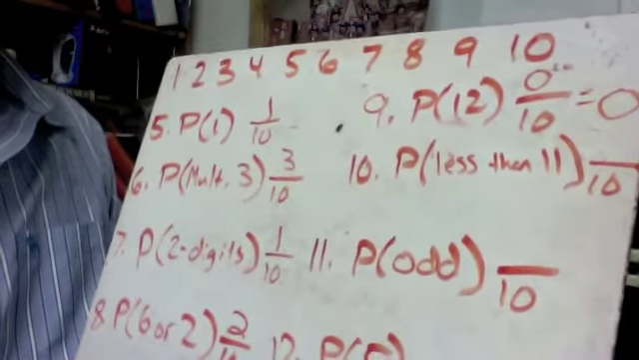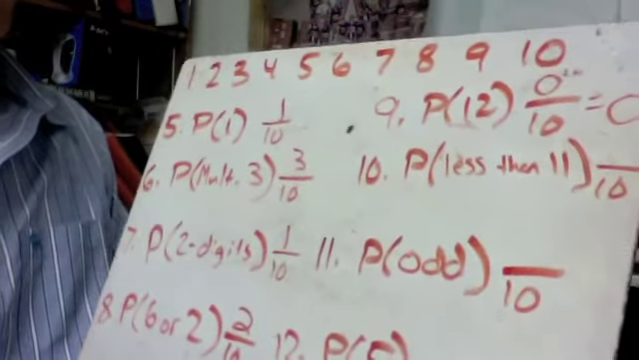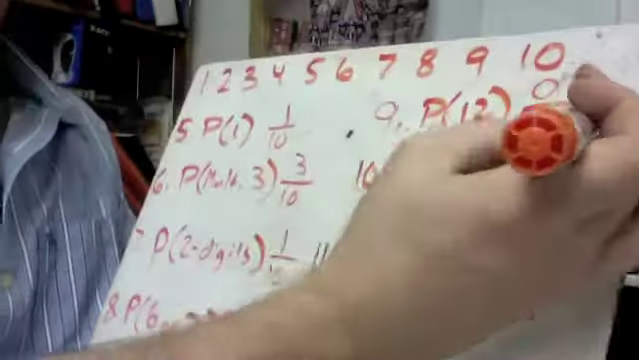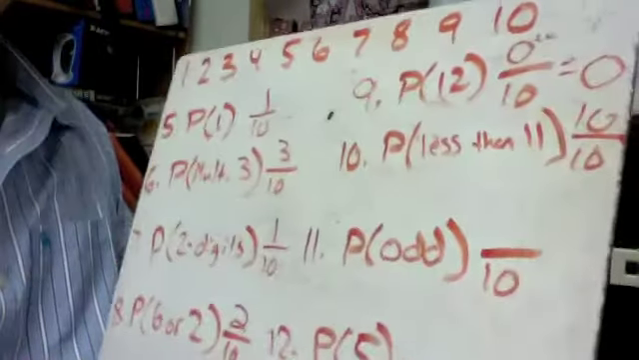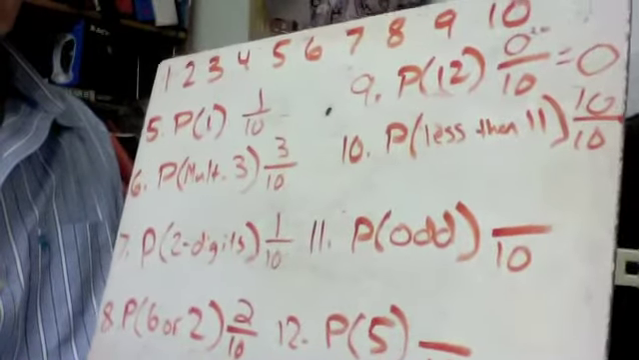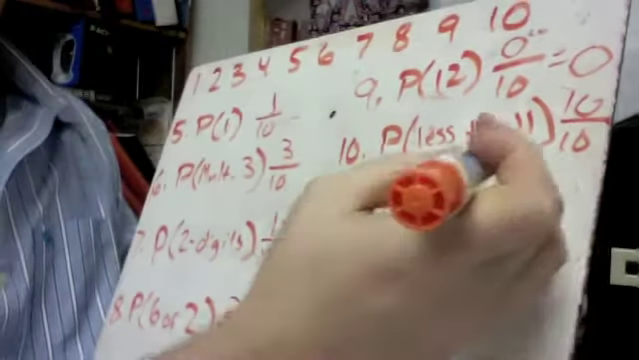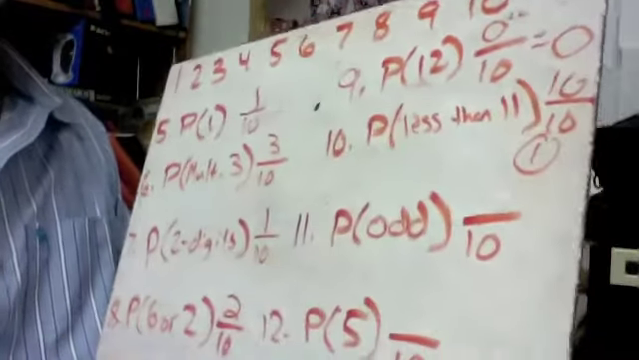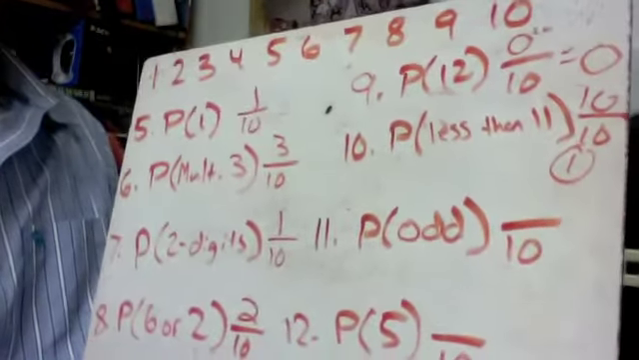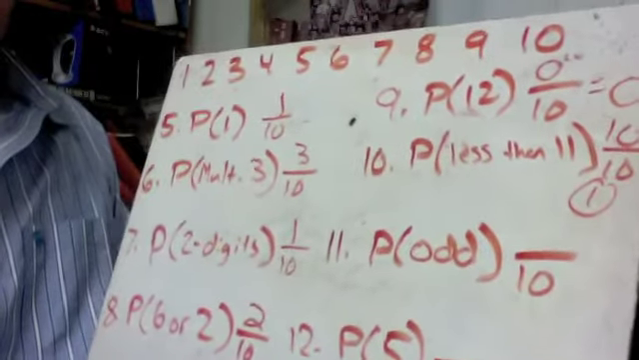Less than 11. Okay, this is a case where it's one whole. 10 out of 10. You're always going to get something that's less than 11. So this equals one whole. Remember, you can never have anything that's more than one whole.